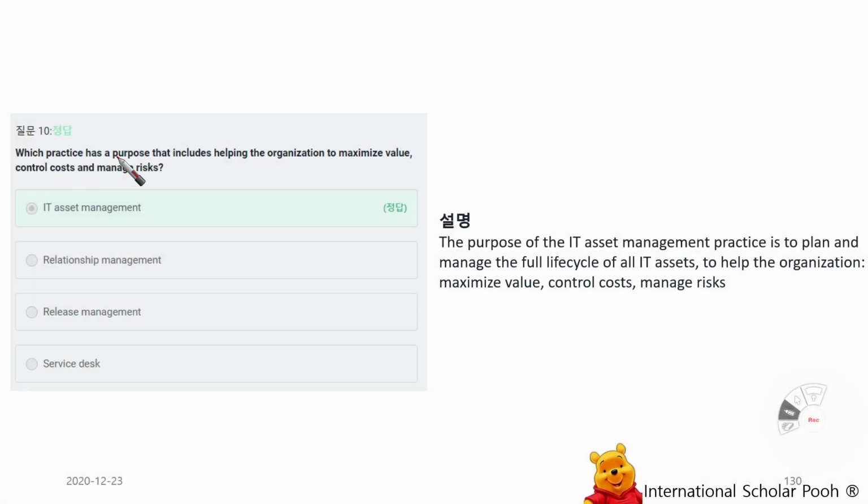Which practice has a purpose that includes helping the organization to maximize value, control cost, and manage risk? IT asset management. The purpose of the IT asset management practice is to plan and manage the full life cycle of all IT assets to help the organization maximize value, control cost, and manage risks.